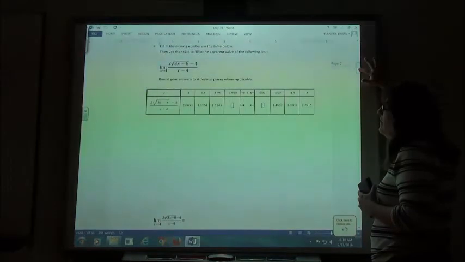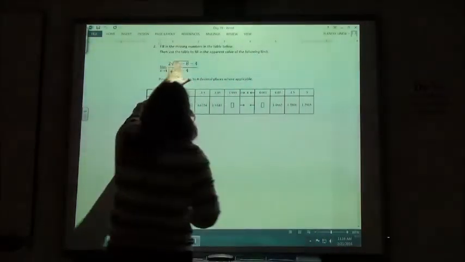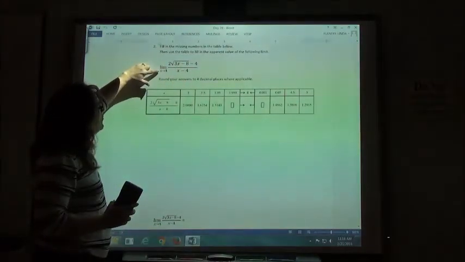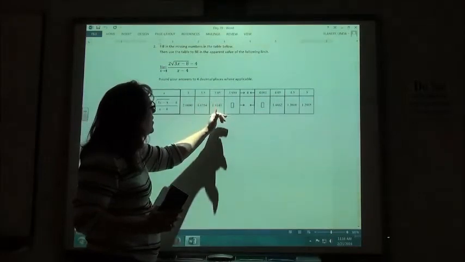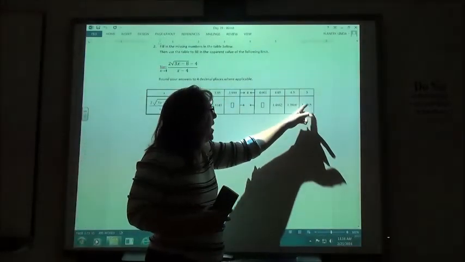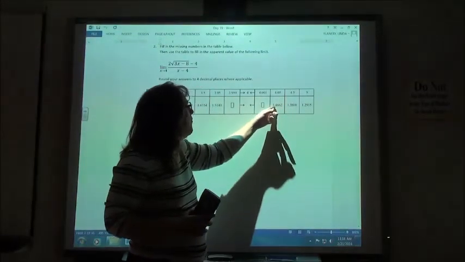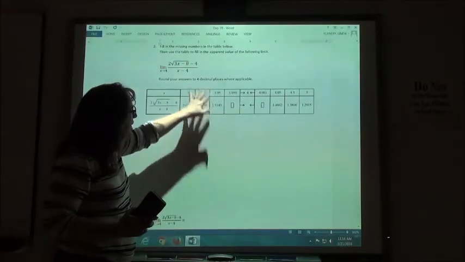Number 2 then. Same thing. This time we are finding the limit of this expression as we approach 4. So again, they're going to go from 3 to 3.5 to 3.95 to 3.999. Coming the other way, 5 to 4.5 to 4.05 to 4.001. They've calculated some of them.